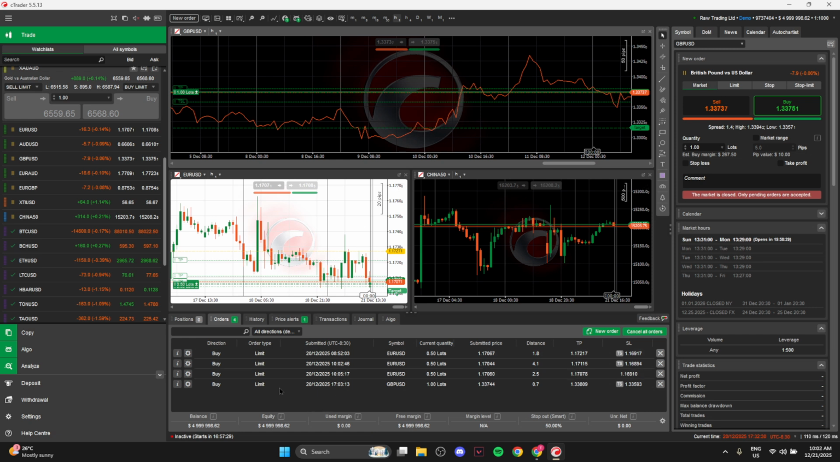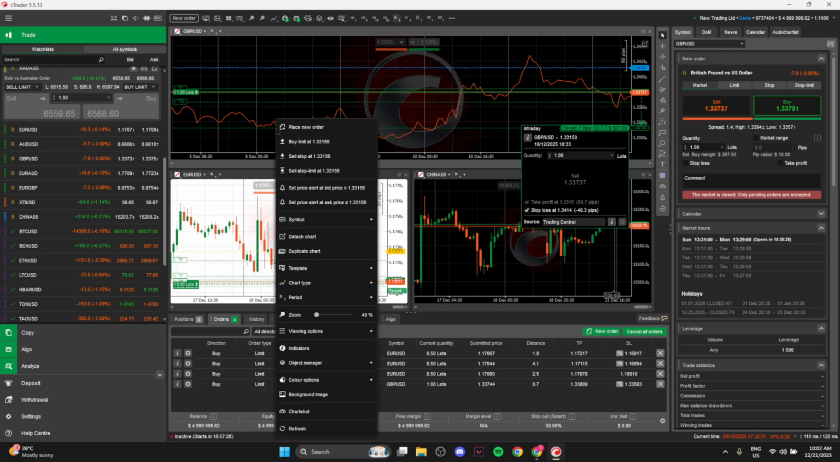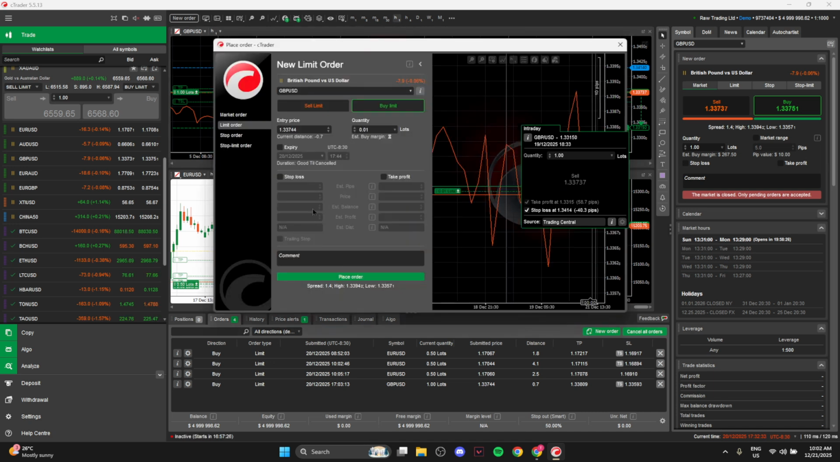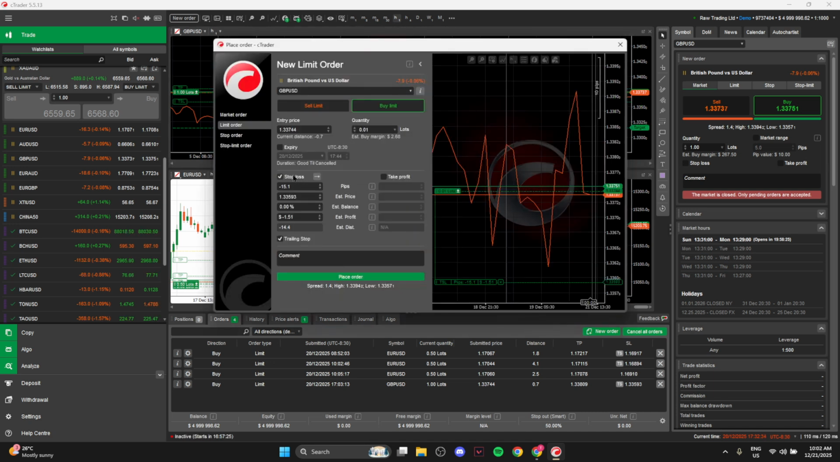In the order window, look for the stop loss and take profit fields. These are usually labeled clearly. The stop loss is your safety net. It closes the position if price moves against you. The take profit is your target. It locks in gains at a preset price.